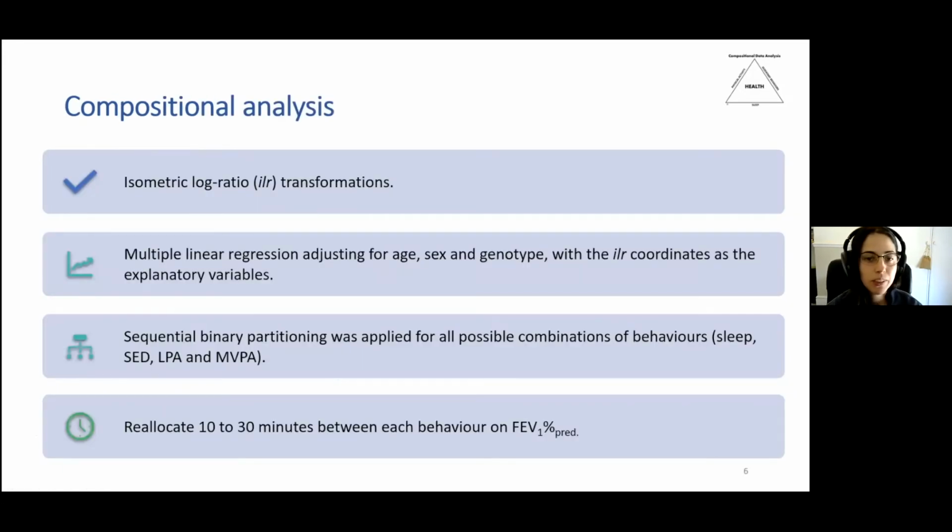So I'm going to run briefly through the compositional analysis. I'm going to be very brief, so if you want me to go into more details, I'm happy to do it after the presentation.